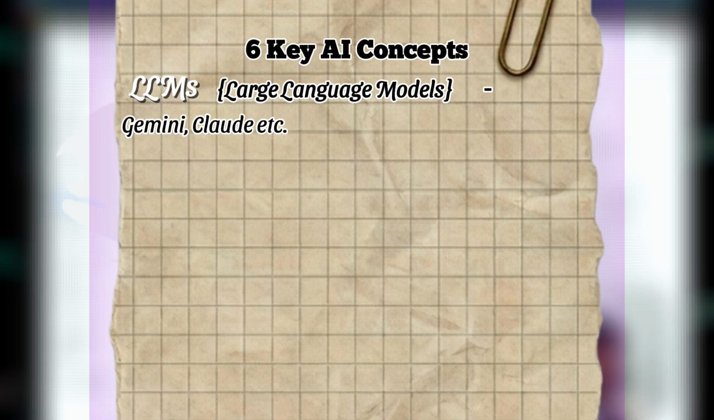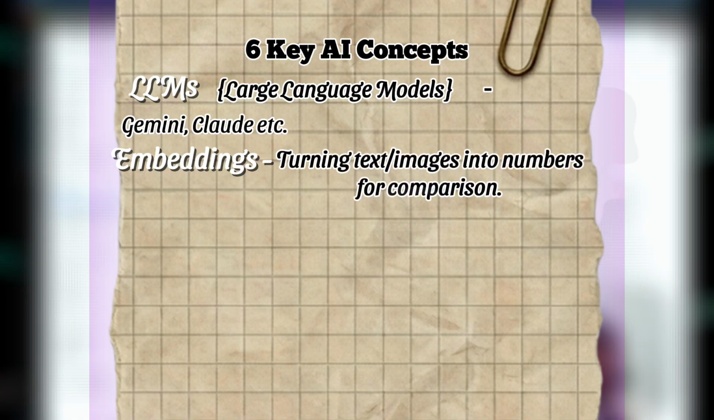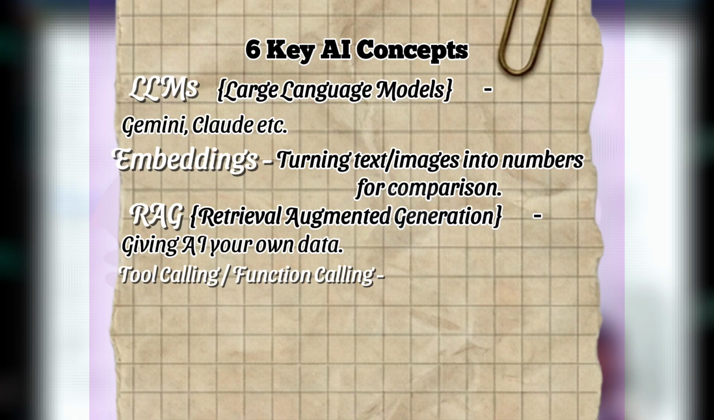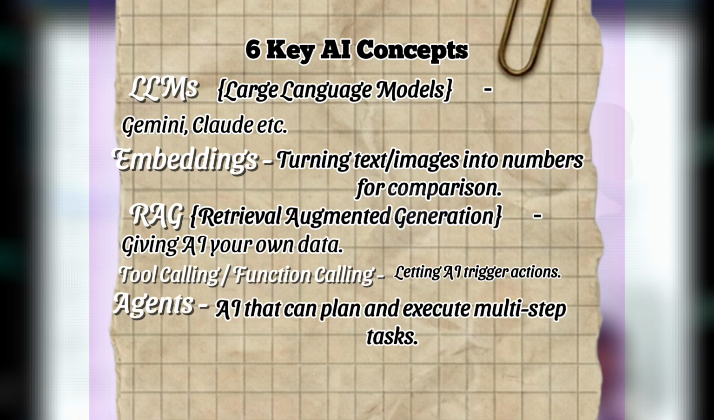The next point is embeddings, that is turning text and images into numbers for compression. Then we have RAG, that is retrieval augmented generation, that is giving AI your own data for use. The fourth point is tool calling or function calling, which is letting AI trigger actions, that is AI performing an action, just like Claude Desktop. Then the fifth point is agents, basically AI that can plan and execute multiple tasks on your behalf. Claude Desktop is also an example.